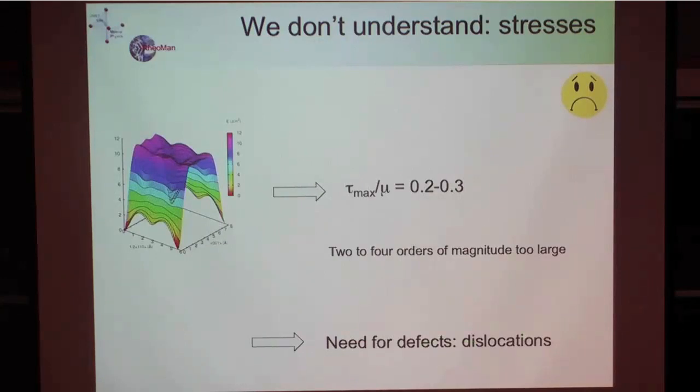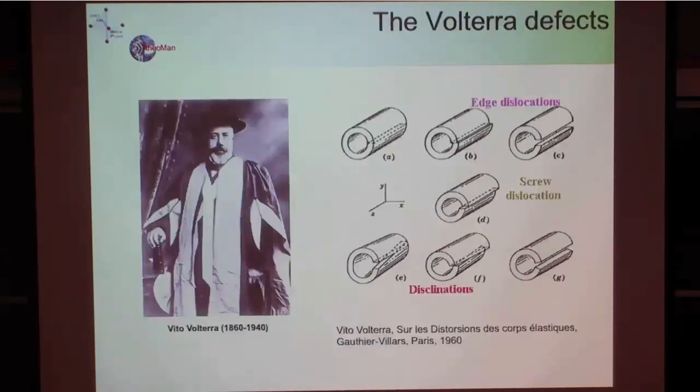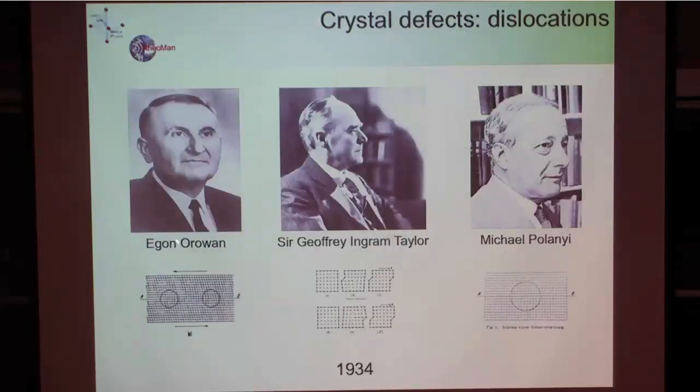But we need defects, and Uli Faul already told us about that, and in the present case, what I'm trying to introduce is dislocations. Dislocations were introduced very early by this gentleman, Vito Volterra, who was an Italian mathematician. He didn't care about plastic deformation. He was asking very fundamental questions. Is it possible to have a source for internal stresses in matter? And he was trying to invent some topological defects that he called distorsioni. There were a bunch of them, and some became famous when in the 30s, these three gentlemen, Orowan, Taylor, and Polanyi, proposed the concept of dislocations as the agent for plastic deformation.